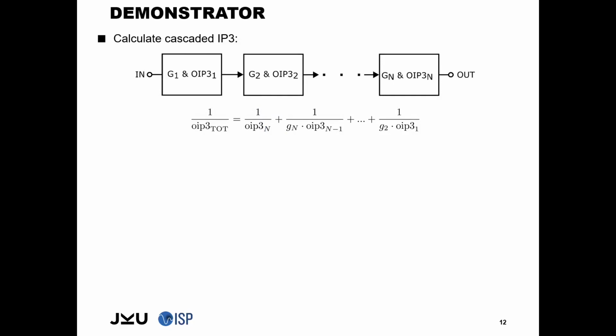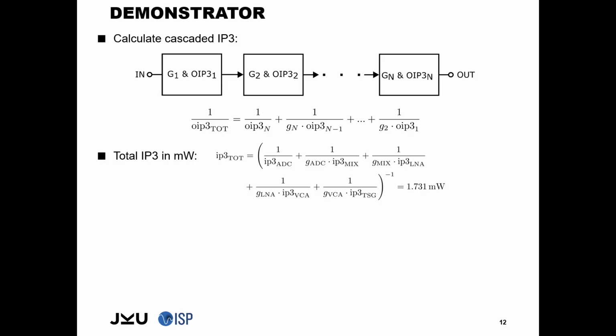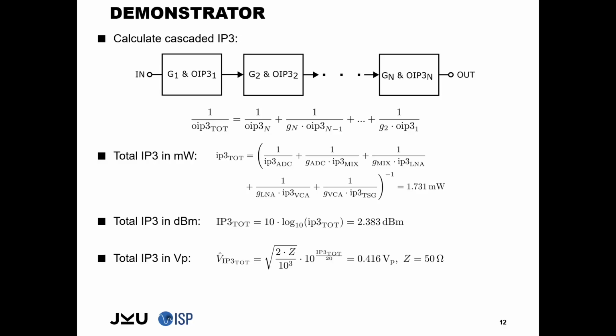Then afterwards, we calculated the total IP3. So this is the cascaded IP3 of the individual IP3 of each component. But for this, the formula needs milliwatts, and this is why the variables are written in lowercase. So first, the dBm values are converted to milliwatts. Then the total IP3 is calculated with 1.731 milliwatts, and then this is again converted back to dBm. Then we have the IP3 with 2.383 dBm.